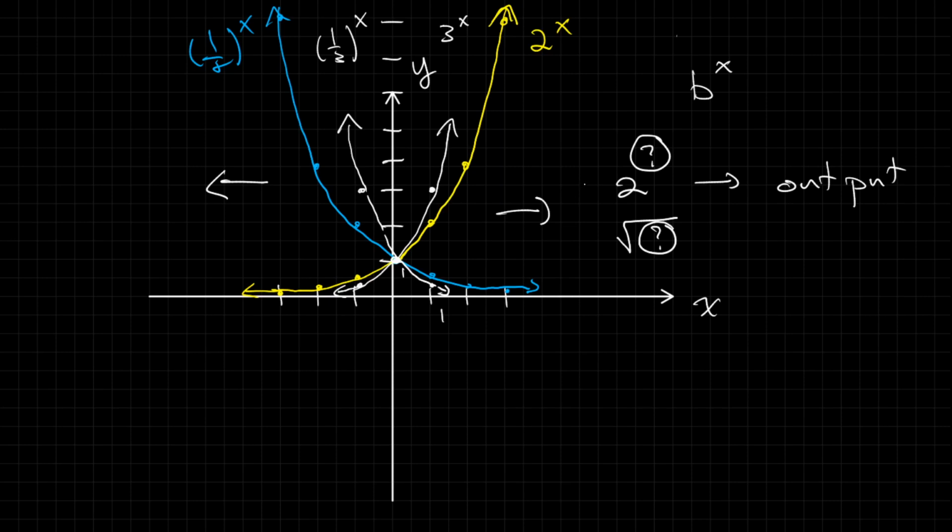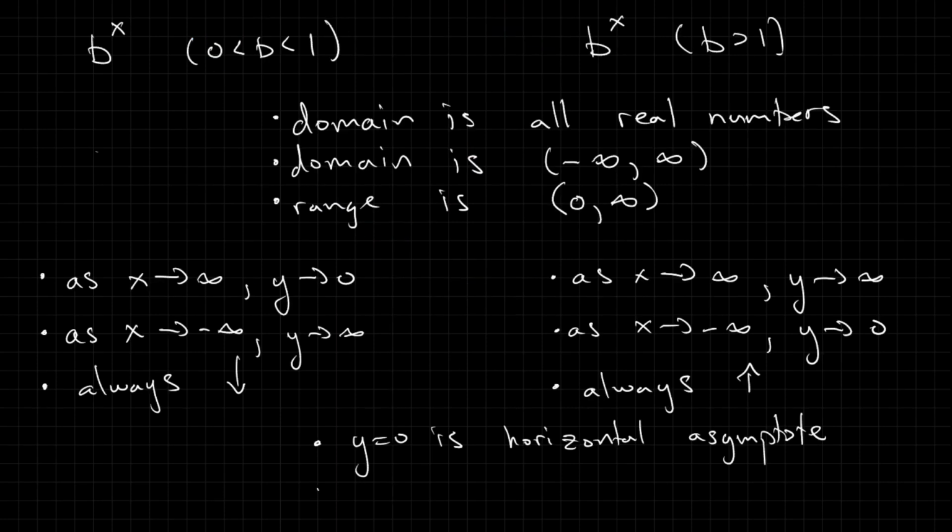And finally, the last thing I want to point out about these functions is they all go through the point 0, 1. So 0, 1 is on the graph for all these functions. Another way to say that exact same statement is that the y-intercept is 1.